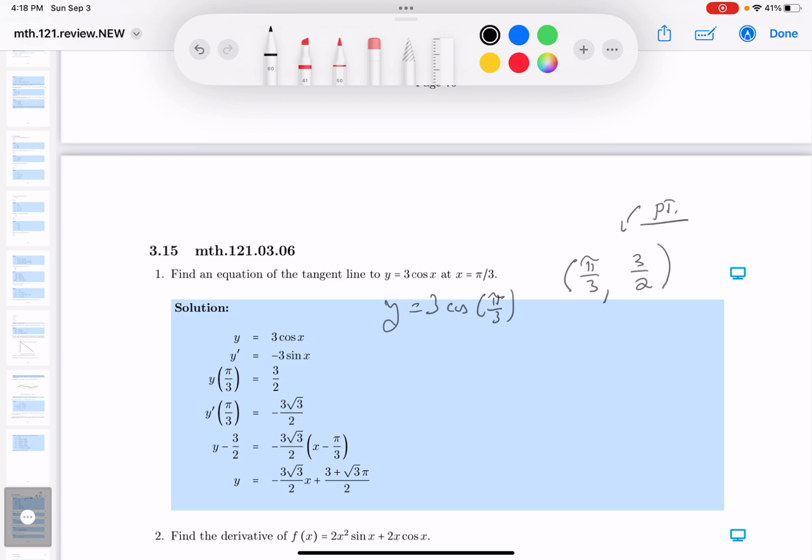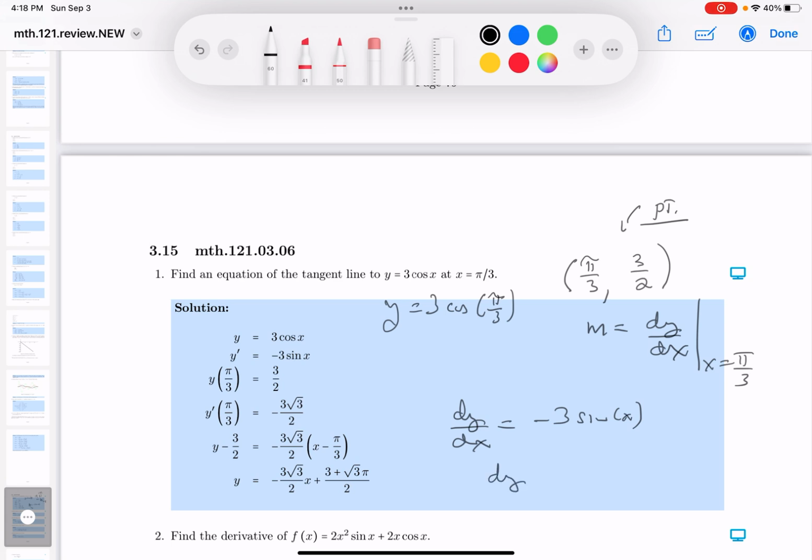The next thing you need is a slope. And the slope is going to be the derivative dy/dx when x equals pi over 3. Well, I've got to write that down now. So dy/dx, let's see, it's going to be 3 times the derivative of cosine. The derivative of cosine is going to be minus sine. So minus 3 cosine of, I'm sorry, I made a mistake there. I was daydreaming. Minus 3, not cosine. The derivative of cosine is minus sine, right?